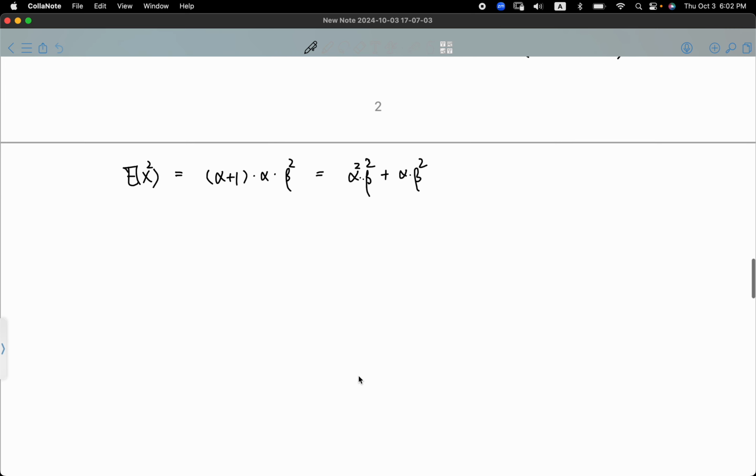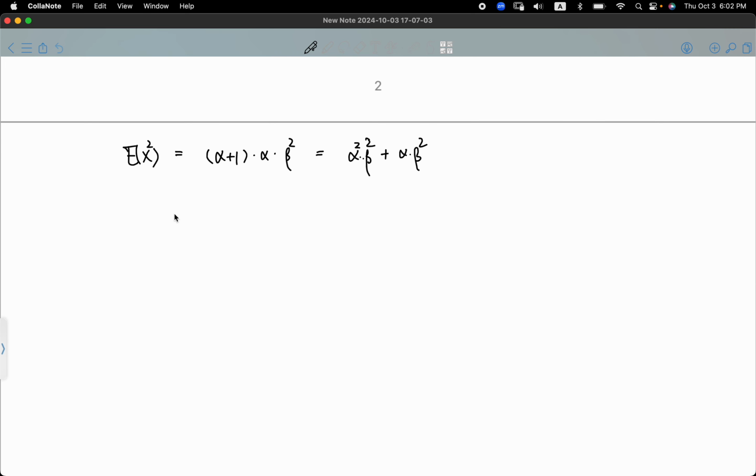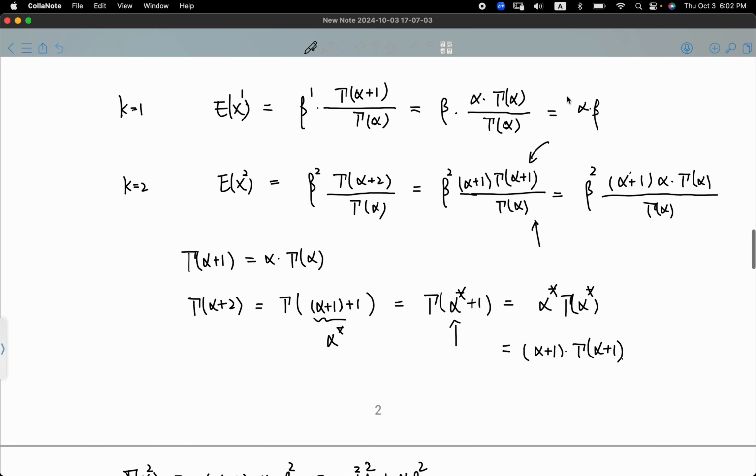Let me just finish the variance and then I will pause for a question. The variance is also asked in the homework. The variance is the second moment minus the square of the first moment. So all we need to do is plug in the k equal to 2 case, alpha beta squared, and then minus the square of the first moment. And the square of the first moment is alpha beta here.